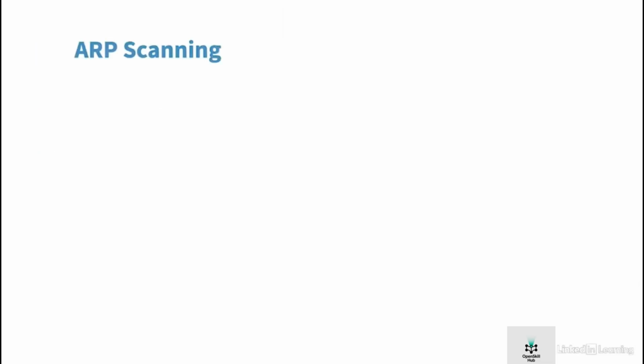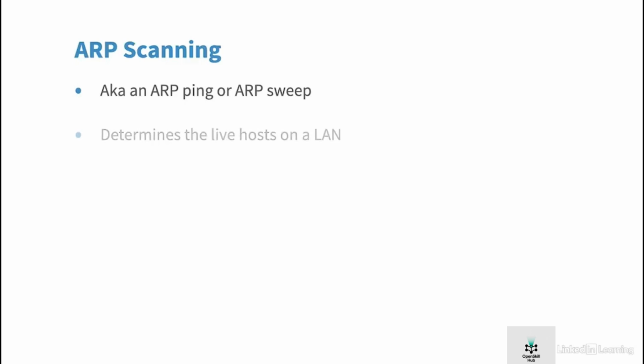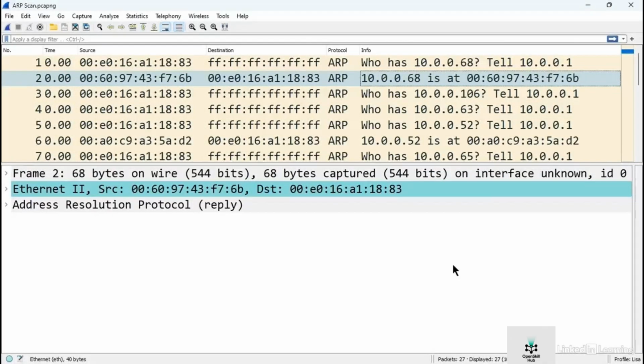First, let's talk about ARP scanning. ARP scanning, also called ARP ping or ARP sweep, is a simple and effective way to determine the live hosts on a local area network. Let's see how this works in Wireshark. I've opened up ARP Scan where we can view the signature.